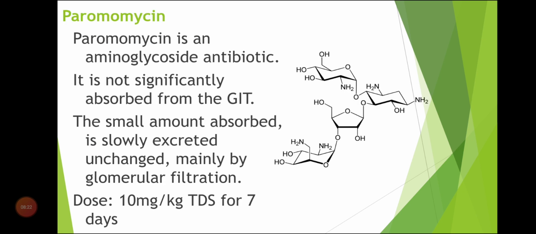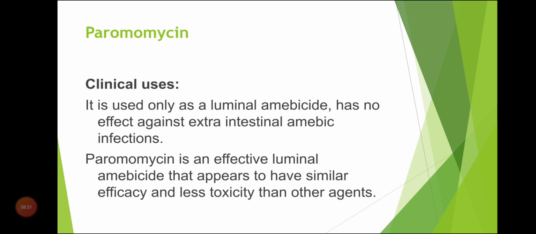Paromomycin is an antibiotic class of anti-amoebic drug. This is an aminoglycoside antibiotic. It is not significantly absorbed from the gastrointestinal tract. The small amount absorbed is slowly excreted unchanged, mainly by glomerular filtration. The dose of paromomycin is 10 mg per kg, three times a day for 7 days.